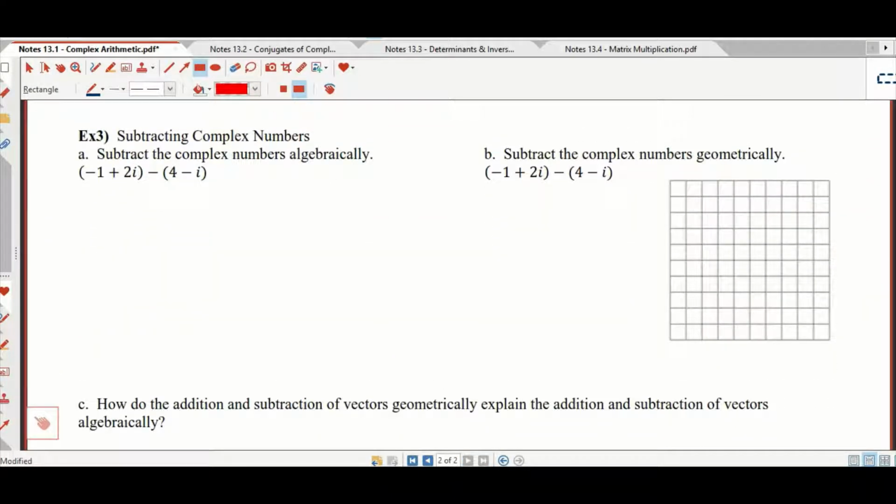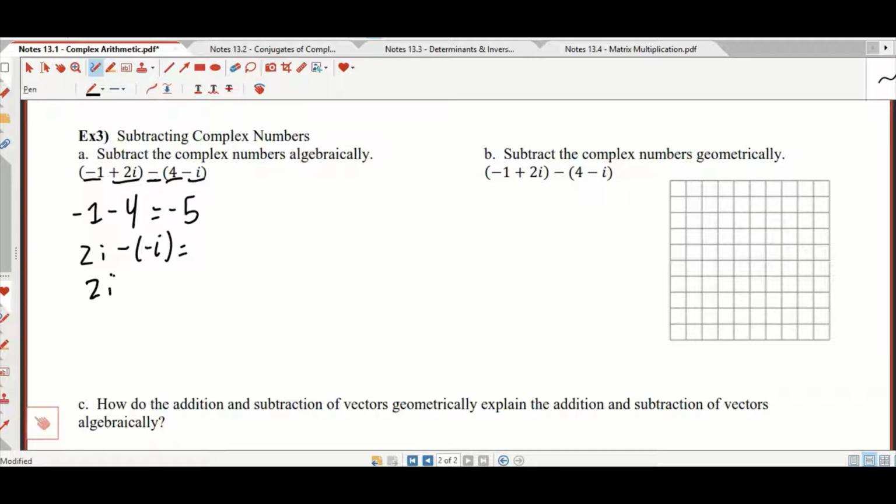Subtracting works very much the same way. Subtract the complex numbers algebraically. So we're going to do -1 minus 4. That's the real part. -1 minus 4, which is -5. Positive 2i minus -i. So 2i minus -i, which is the same thing as 2i plus I, which is 3i, which gives me -5 plus 3i.